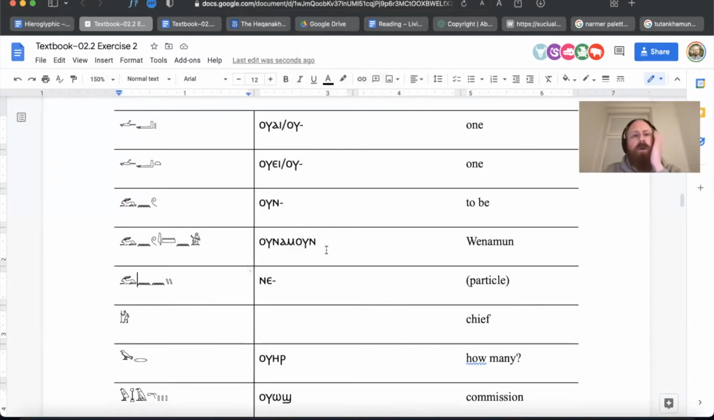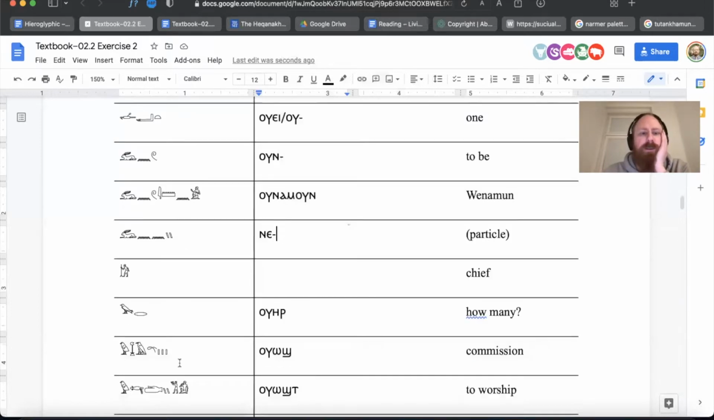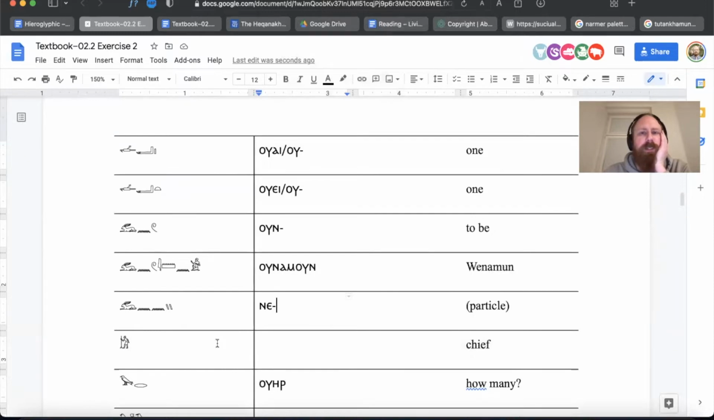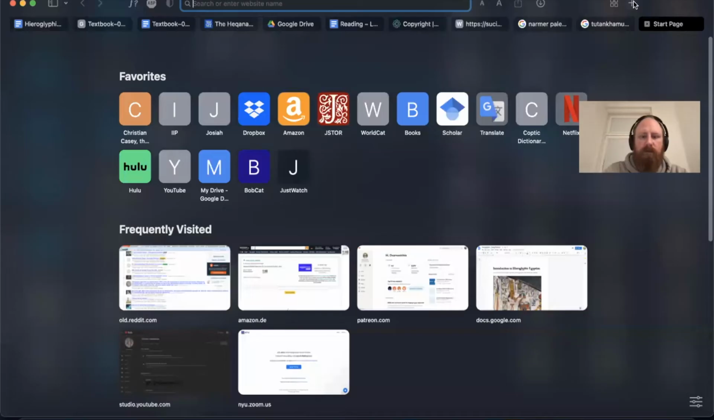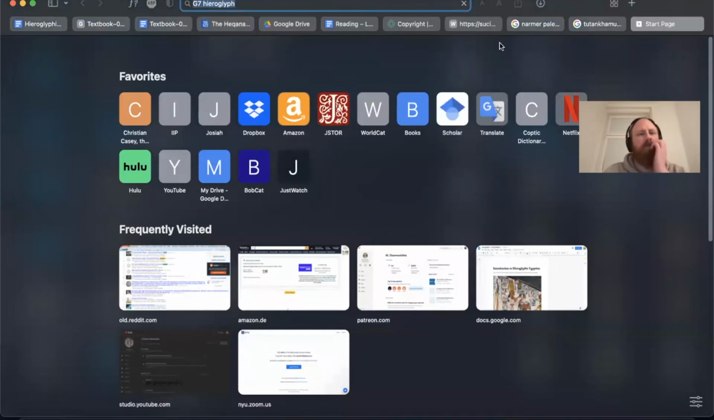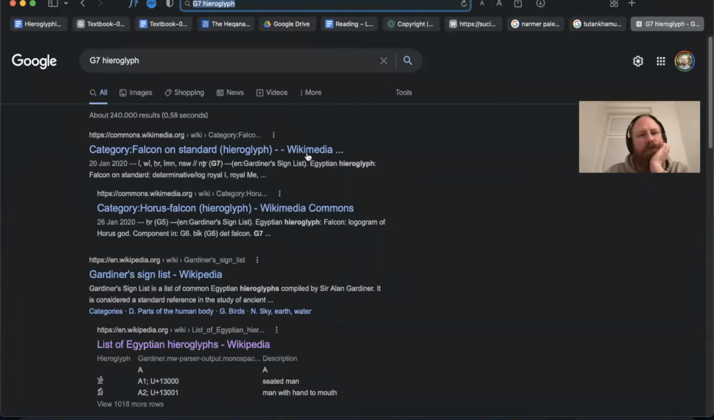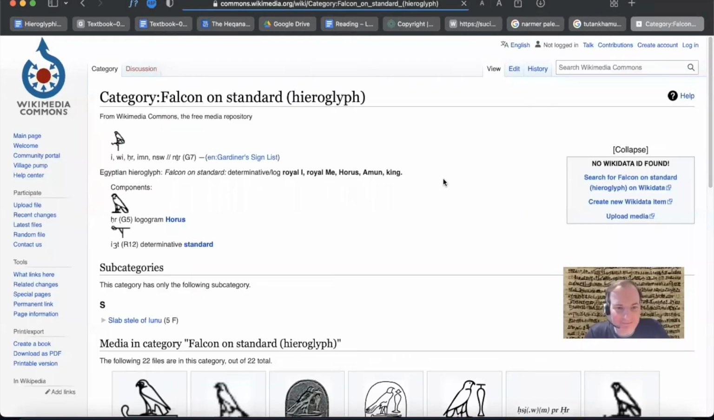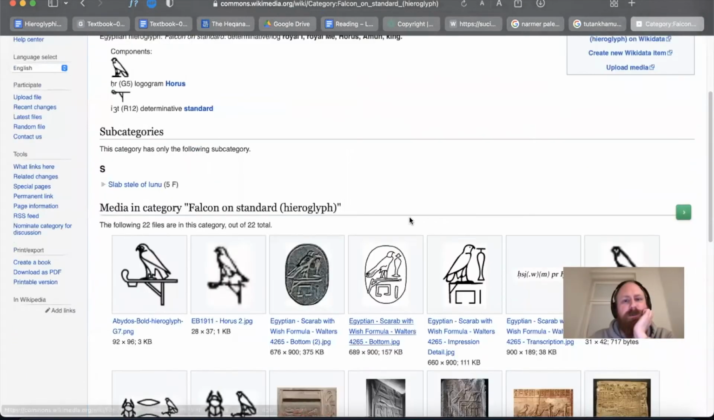So, okay, bird on the stick. Bird on the stick is the one that I would like to be credited with, the G7 sign. Falcon on standard. I mean, bird on a stick is better. Bird on a stick is better. The official name is not as good as mine.